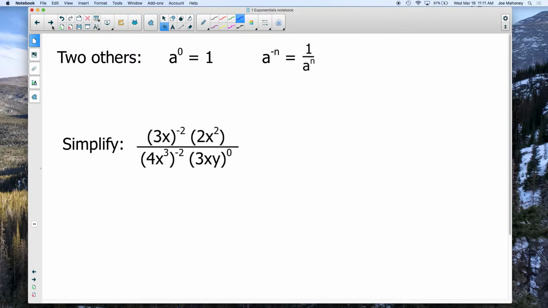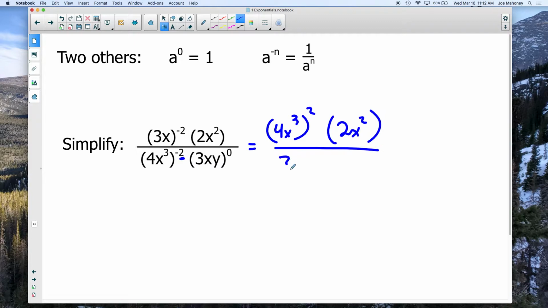All right, so one thing that I like to do is put my negative exponents on the other part of the fraction and make them positive exponents. So I'm going to rewrite this as 4x cubed squared. I'm going to take this negative exponent, bring it to the top, and make it positive. And that's a 3, we'll make it ugly, times 2x squared. And on the bottom, we're going to bring our 3x to the negative 2nd to the numerator and make that positive. And notice this last term here, 3xy to the power of 0. That's just 1.